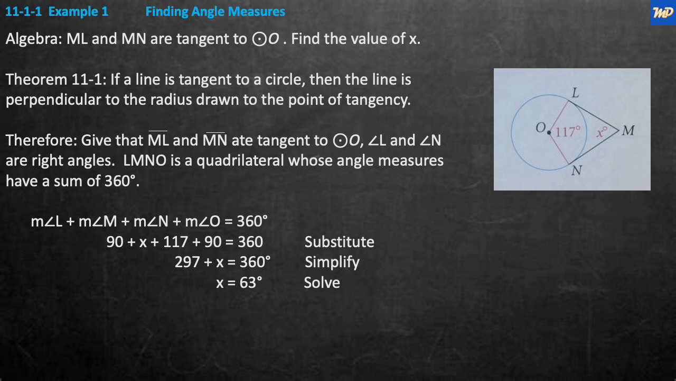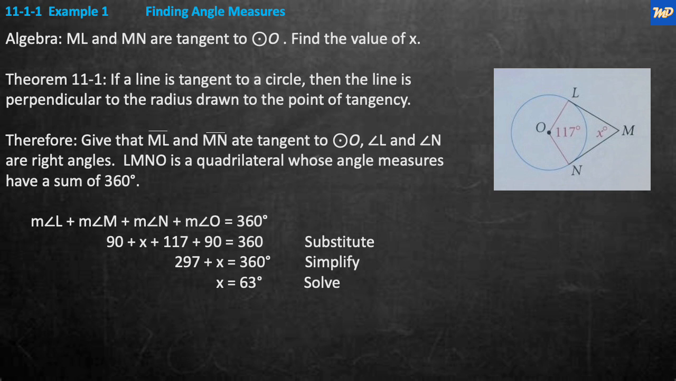So, at L, where line LM touches the circle, is a point of tangency, and OL is running from the center of the circle to the circle. That's forming a perpendicular line. And the same thing with ON and line MN. Those two are perpendicular because it's a radius attaching to a tangent line at a point on the circle from the center of the circle. Therefore, given that ML and MN are tangent to the circle O, angle L and angle N are right angles, since they're perpendicular to each other.